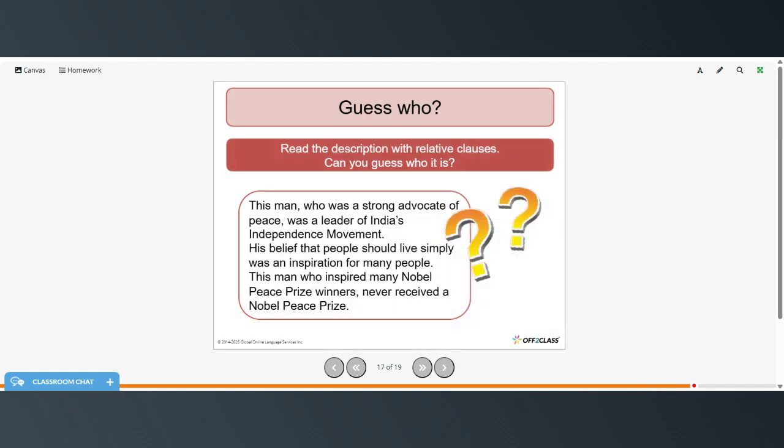This man, who was a strong advocate of peace, was a leader of India's independence movement. His belief that people should live simply was an inspiration for many people. This man, who inspired many Nobel Peace Prize winners, never received a Nobel Peace Prize. This would be Gandhi.